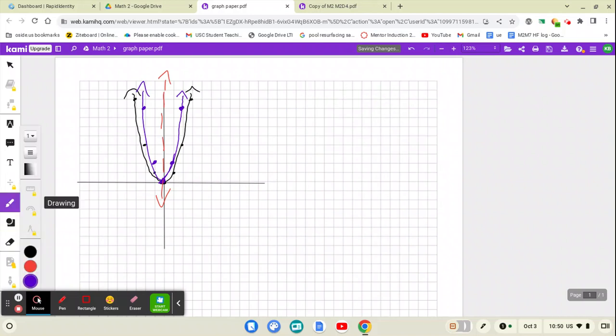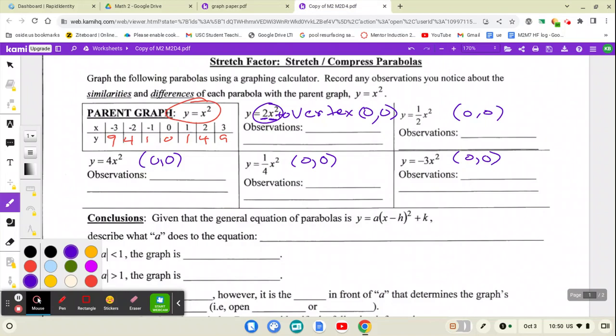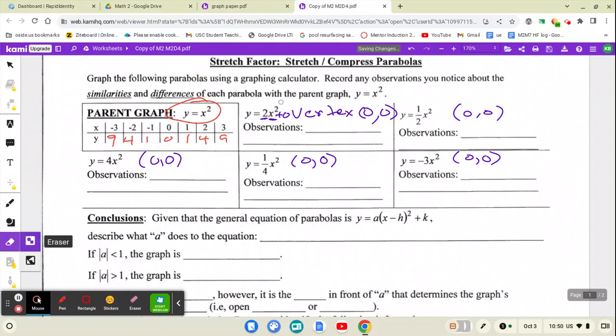Then we want to observe something. What do we observe? Well, the black graph was my parent, and the bluish purple graph is y equals 2x squared. It's a little bit messy. Let's erase some of it. And I observed that this one got skinnier. Thinner. It got more narrow. Things like that.